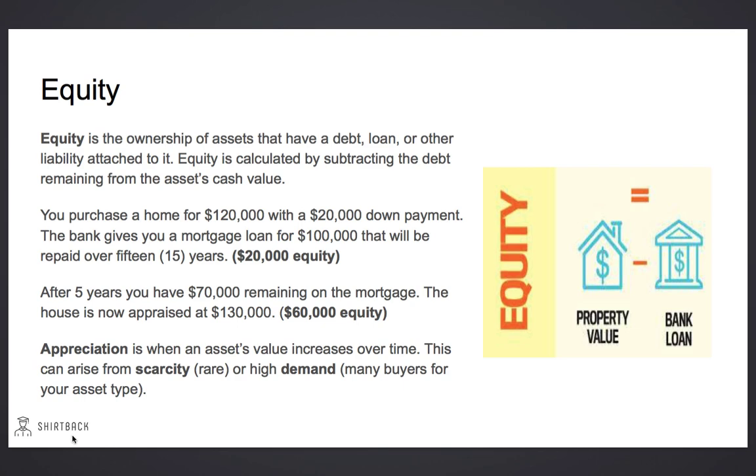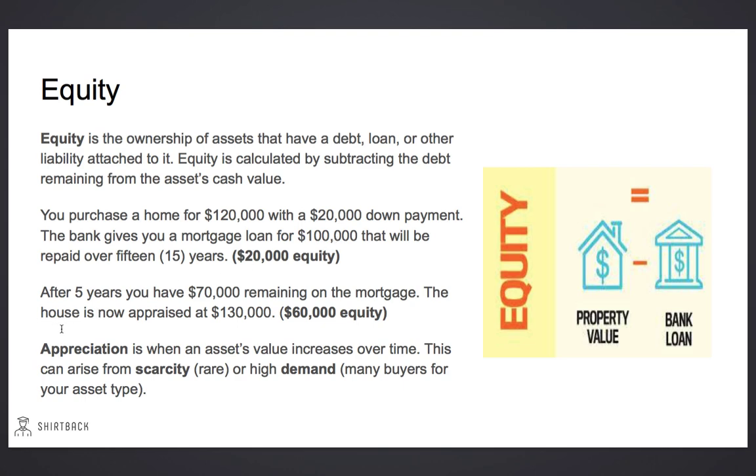Our first example, we purchased a home for $120,000. When we purchased the home, we put a $20,000 down payment. The bank gives us a mortgage loan for $100,000 that we will repay over 15 years. When we buy the home, we have $20,000 of equity. It's the property value, 120, minus the bank loan, 100.